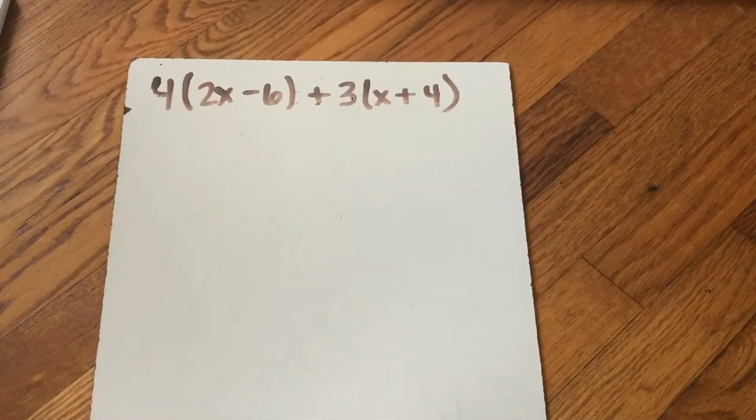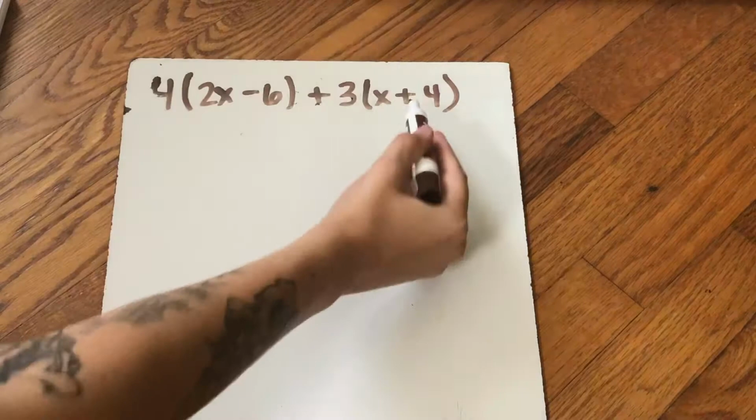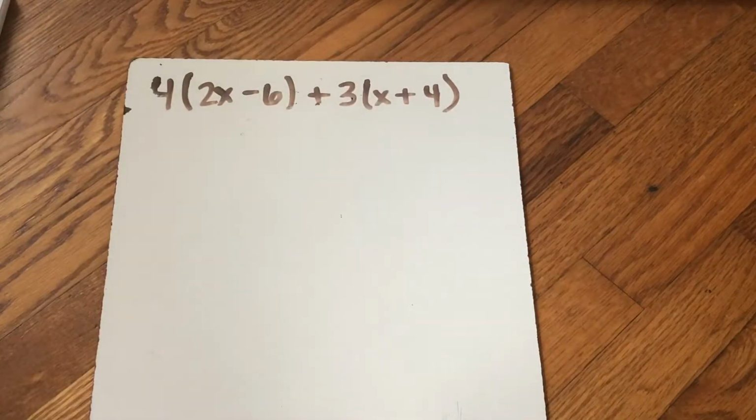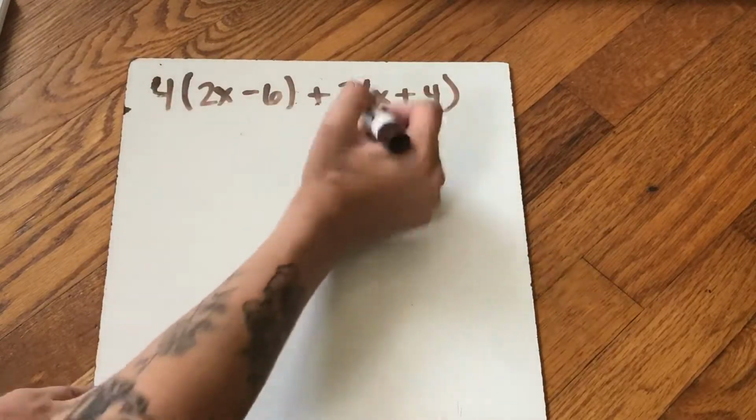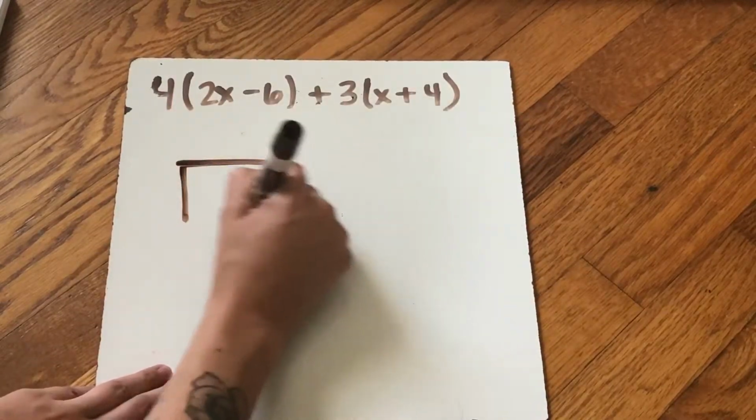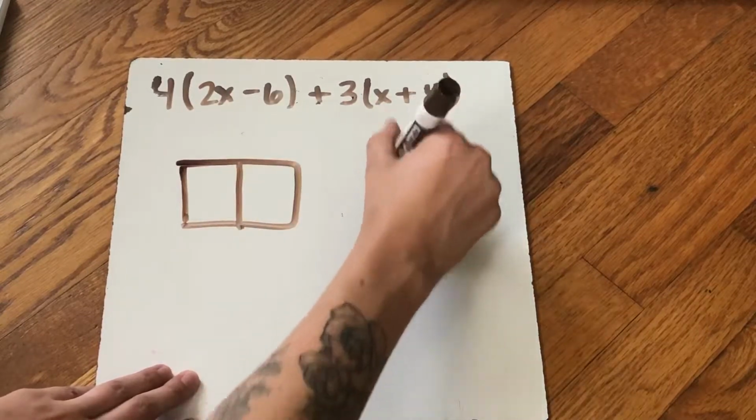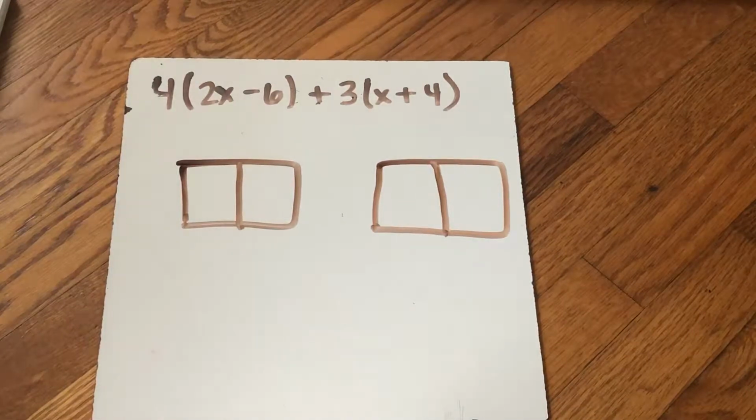All right, this video is going to show how distributive property and combining like terms work together. So I know that when I'm doing the distributive property and I see parentheses, each set of parentheses needs its own distributive property box. So I'm going to set up two because I see two sets of parentheses. 1, 2. So I'm going to set up two separate boxes. 1, 2.